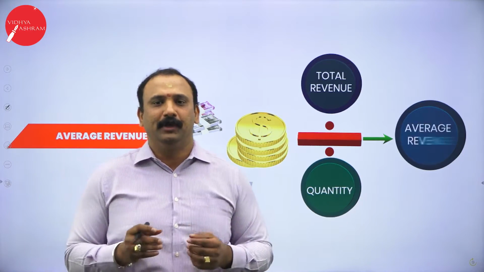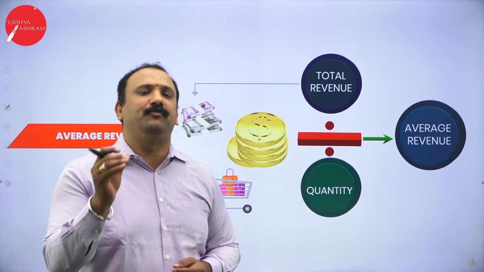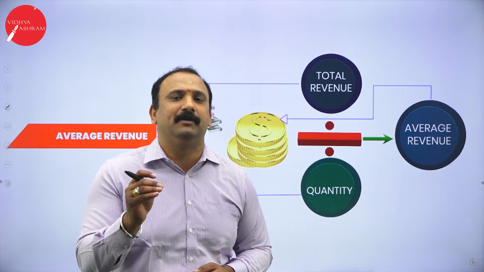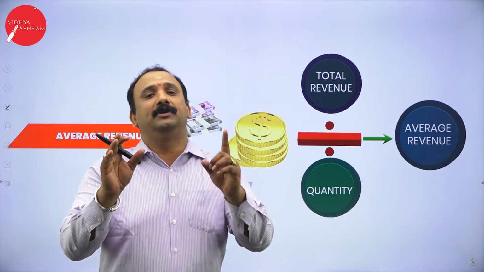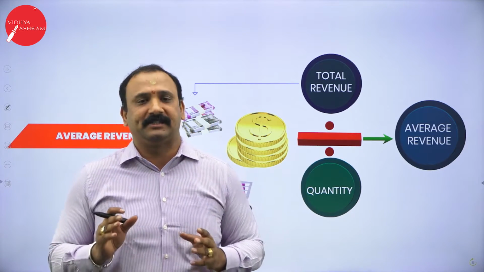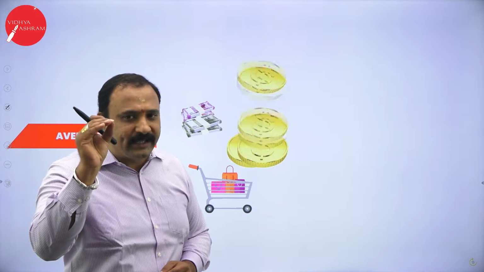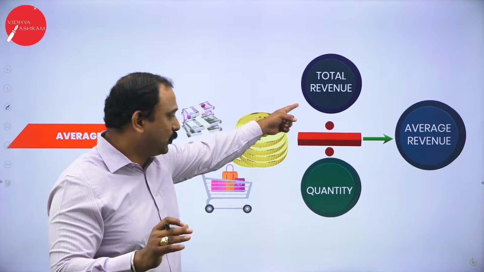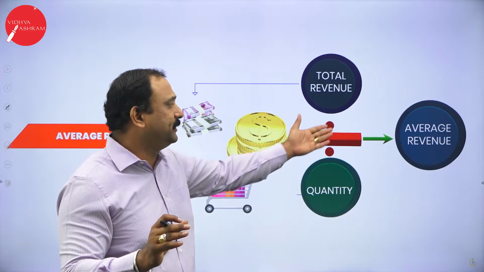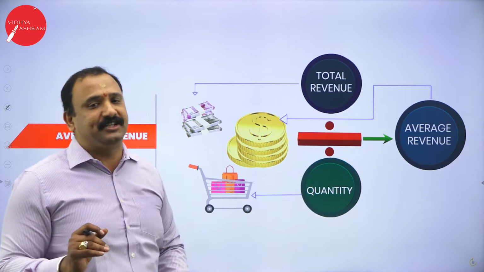As I have told you, the word average is a very important concept when it comes to our day-to-day life. And economics is no special case at all. Even in economics, average holds a very important place. So what is this average revenue? Average revenue is defined as total revenue divided by quantity. So total revenue divided by quantity will give you the average revenue.